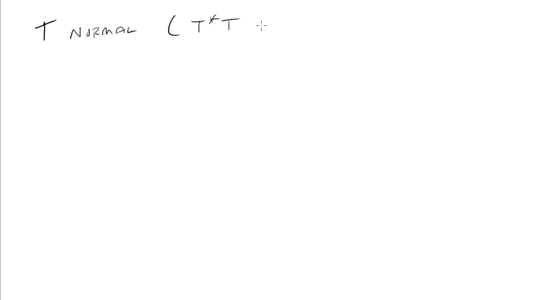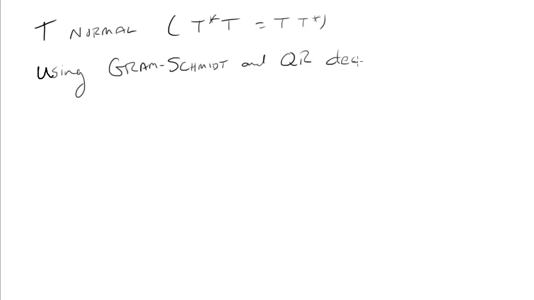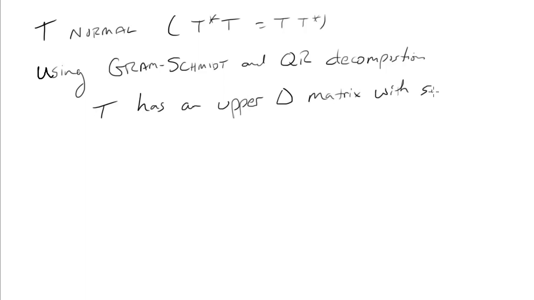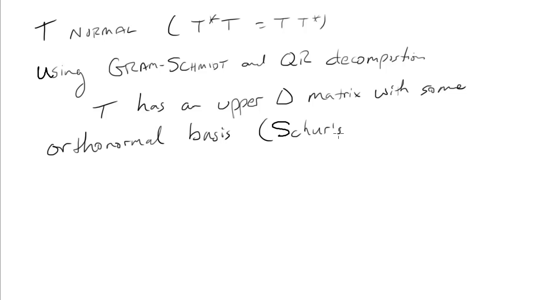So T is normal: the conjugate commutes with the matrix. We assume that. And now we'll use our previous knowledge. With a complex matrix, we know we have one eigenvalue and eigenvector, so I'll do Gram-Schmidt. And then I'll get a QR decomposition using that one eigenvector as a seed. That gives me an upper triangular matrix with respect to some orthonormal basis, where the first vector is an eigenvector. This is called Schur's theorem.